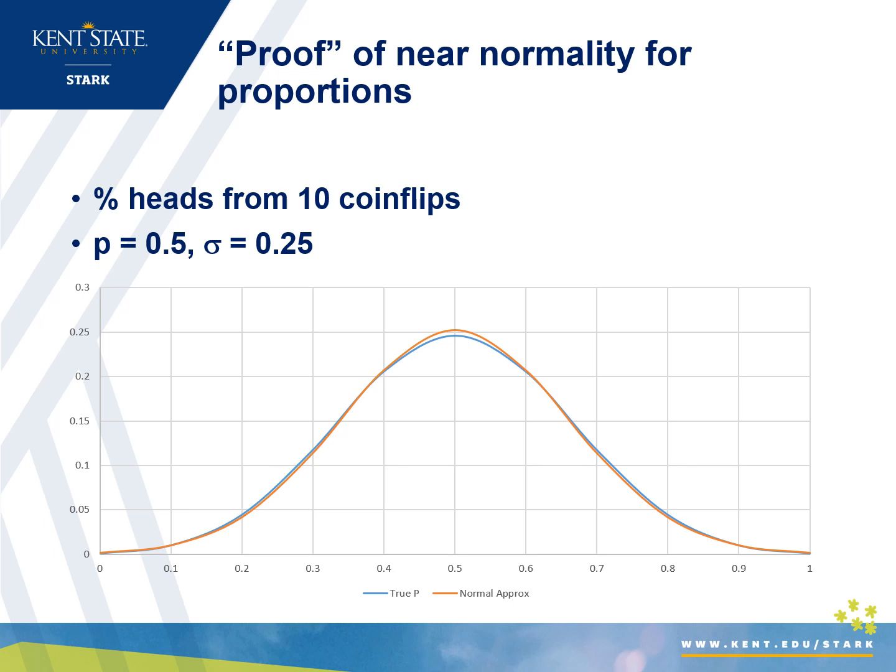I think it's pretty obvious visually. The two look very, very similar. So when we're dealing with proportions, we can also use the normal distribution. It's going to be really close. And in this case, it also doesn't take enormous sample sizes to get us close enough for the normal distribution to be useful.